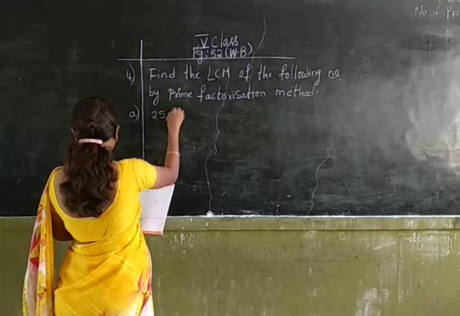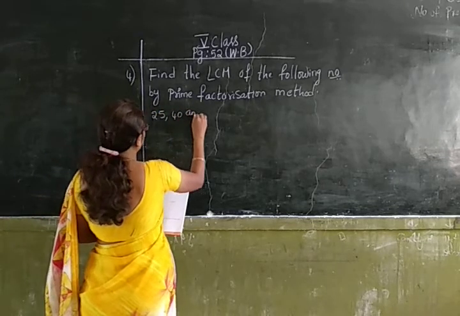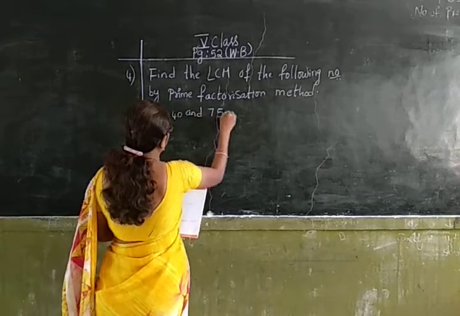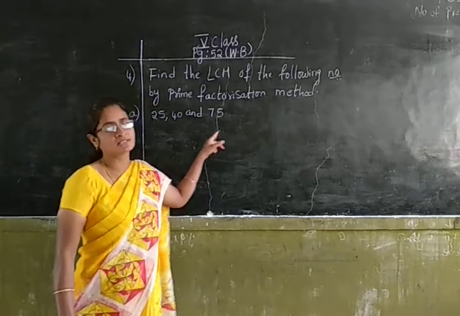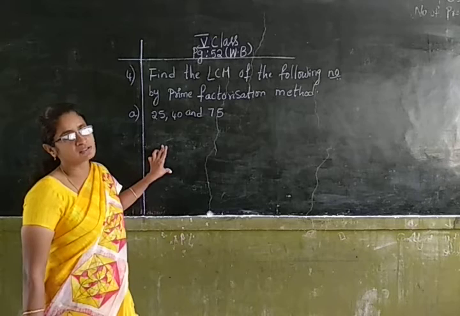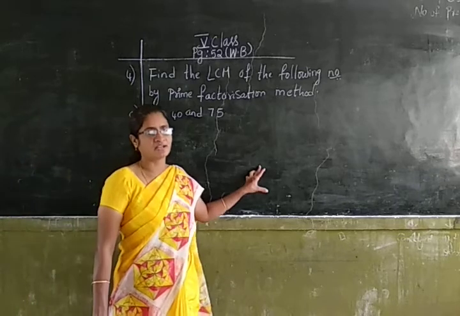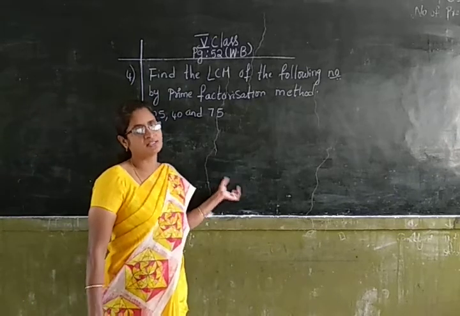25, 40 and 75. So first we have to prime factorize the following numbers, and then we have to find out the common factors and uncommon factors and multiply them to find the LCM.